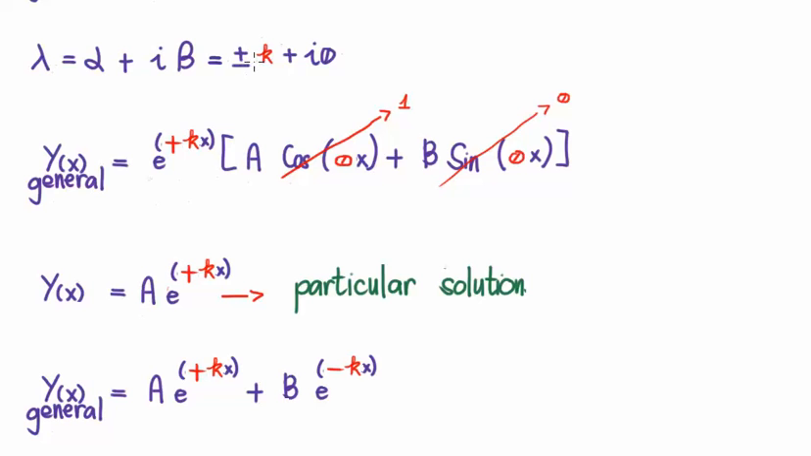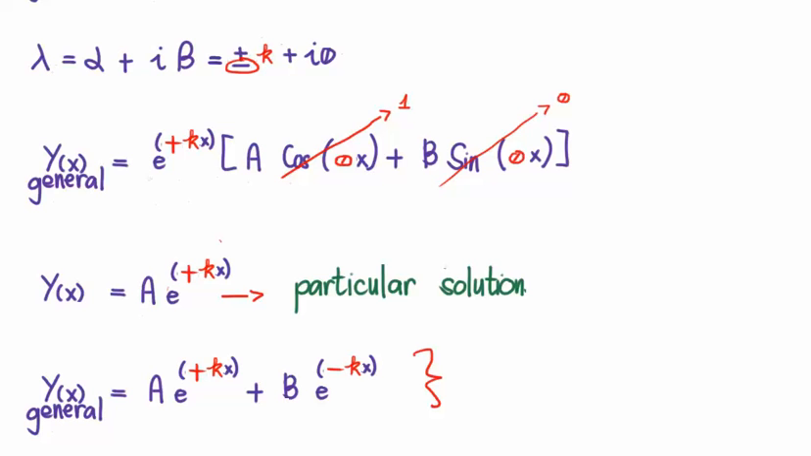What we're going to do is we're also going to include the negative k solution. And we're going to take a linear combination of our particular solutions. So the first particular solution will be e to the plus kx, and the second particular solution will be e to the minus kx. And we take a linear combination by multiplying each by a constant, a and b in this case, and then basically adding them. And this is the general solution to our differential equation.